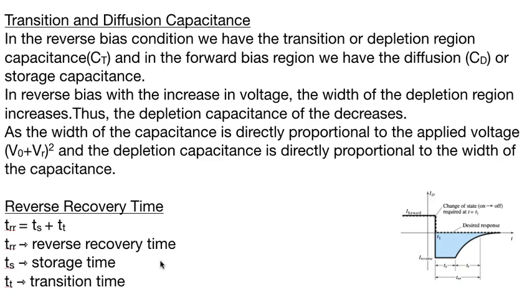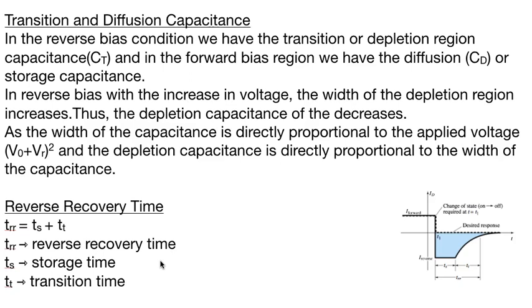Now we talk about the transition and diffusion capacitance. These are other parameters of the diode itself. In reverse bias condition we have transition or depletion region capacitance, and in forward bias region we have diffusion or storage capacitance. In reverse bias, with the increase in voltage, the width of the depletion region increases. The depletion capacitance decreases. So remember, transition or depletion capacitance is in reverse bias condition.